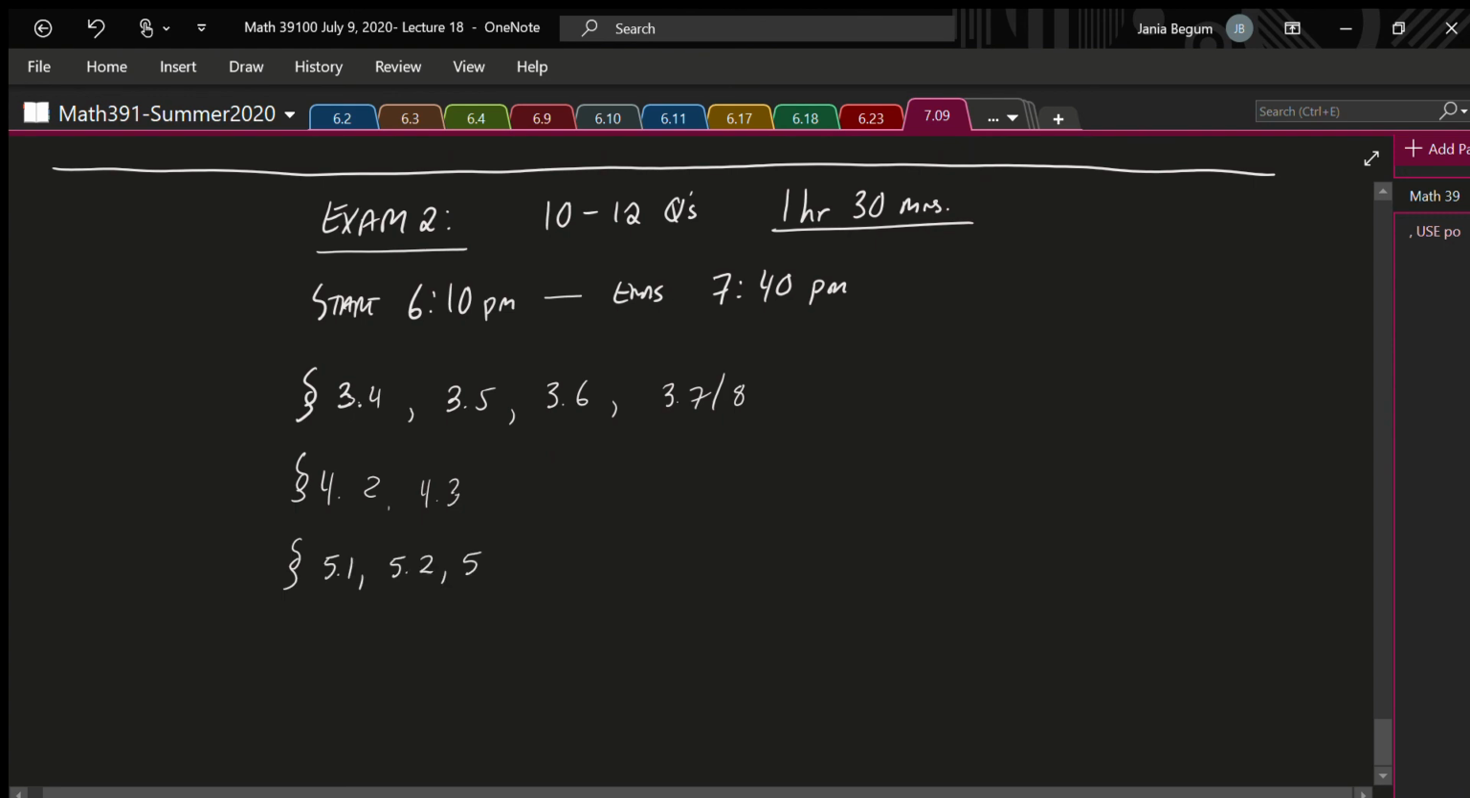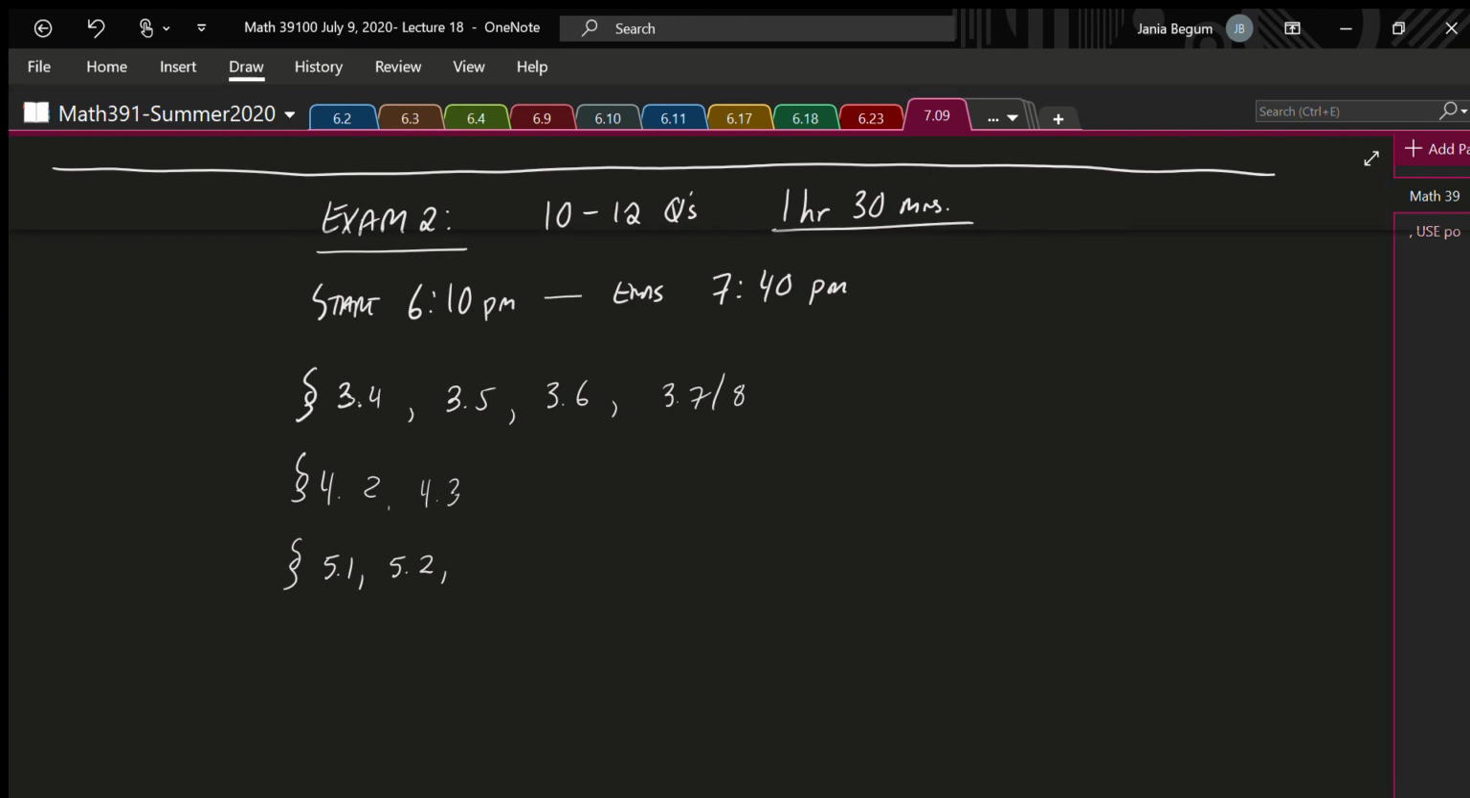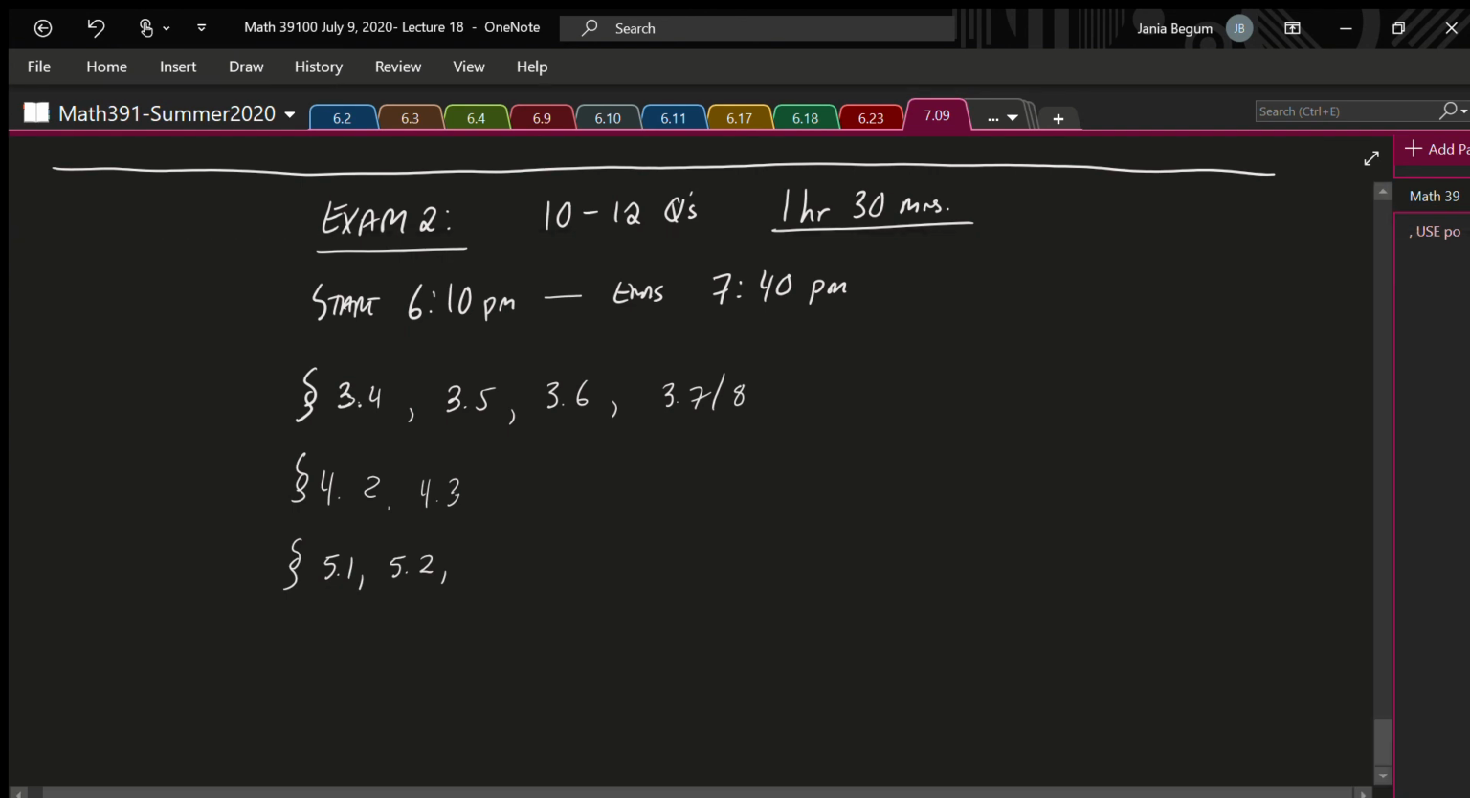5.2, 5.3, 5.3 not really. I mean, you don't really have to know that. That's a quick method of getting the coefficient. If you're interested, you can use it, but not necessary. 5.4 and 5.5. So these are the required ones. And then from chapter 6, just 6.1.